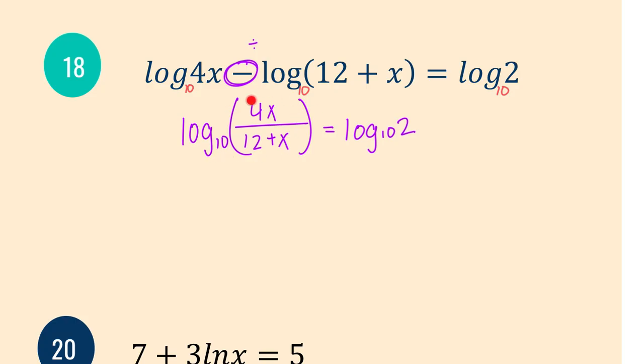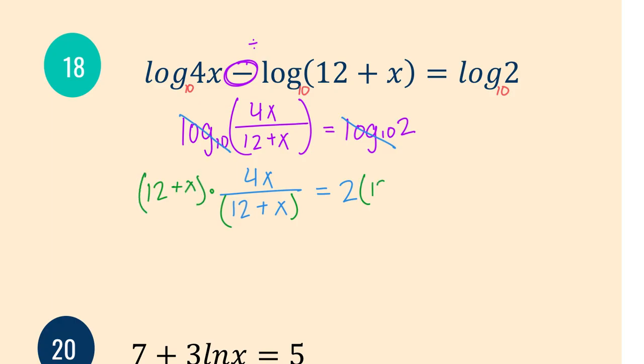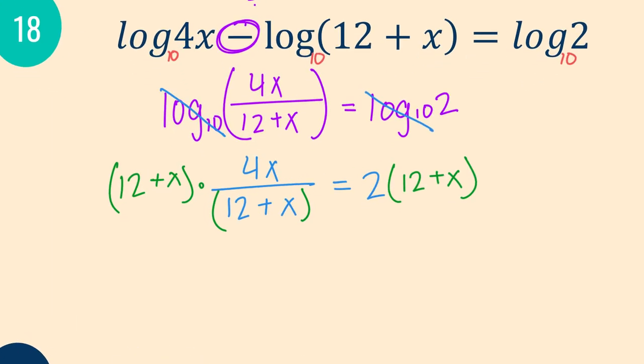I'm going to put these in parentheses so you don't get these two confused. This is my base. This is my fraction. The first one becomes your numerator. The second one becomes your denominator. Now you're going to go ahead and use that one-to-one property. Your log base 10's cancel out. And you're going to have 4x over (12 plus x) equals 2. And then you're solving for x. So in that case, you're going to multiply by (12 plus x) on both sides. Don't forget, you are distributing here. So looking at it, the next step is going to be to distribute.